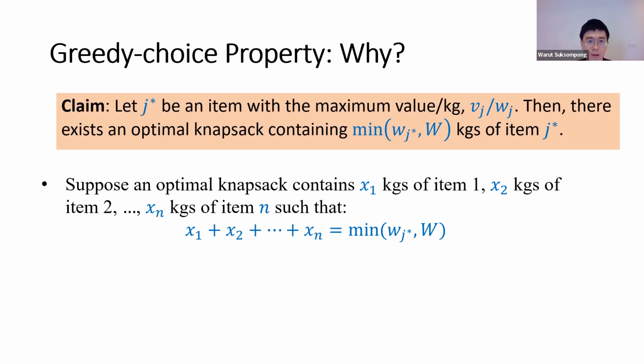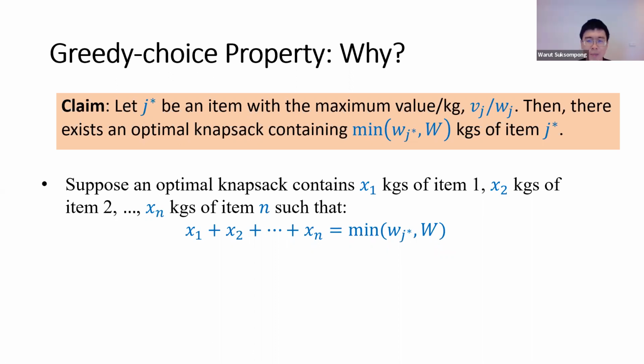Okay, so let's look at the optimal knapsack. Suppose it contains x1 kilogram of item 1, x2 kilogram of item 2, and so on. The sum of these xi's is the minimum of W_j* and capital W. So this is the amount that we are intending to give to just item j*.